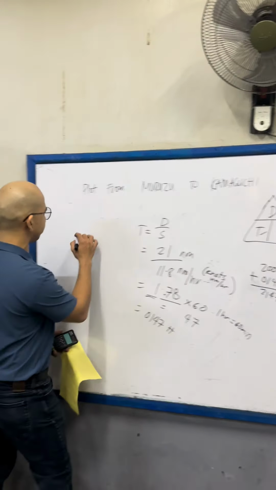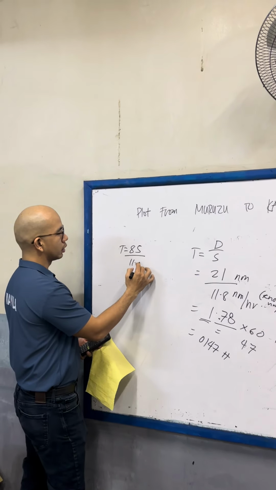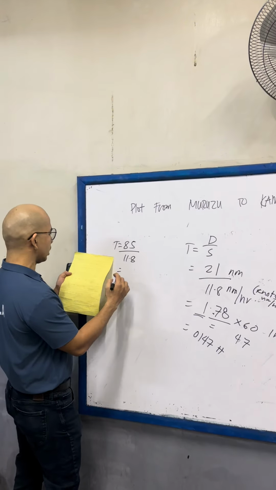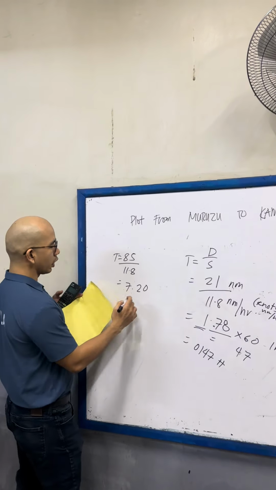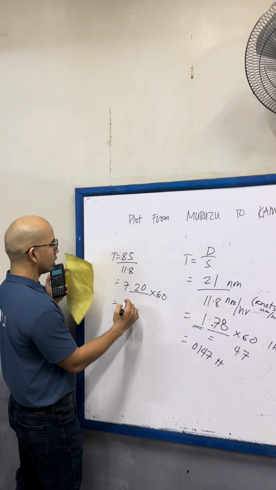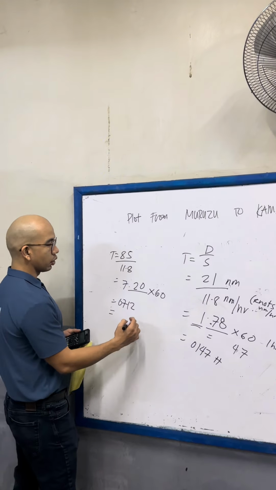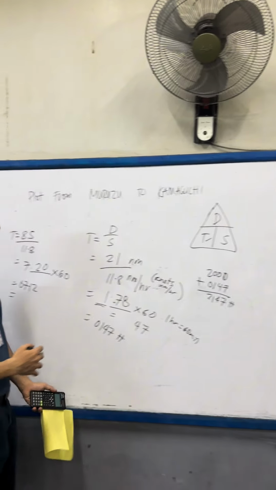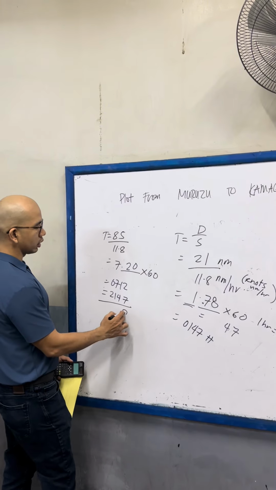Next, same process for the different distances. So 85 divided by 11.8 knots. When you divide, the answer is 7.20. Then 0.20 times 60 again, so the answer will be 12. So 0712. Now we add it to 2147, the time from when we departed the last waypoint.